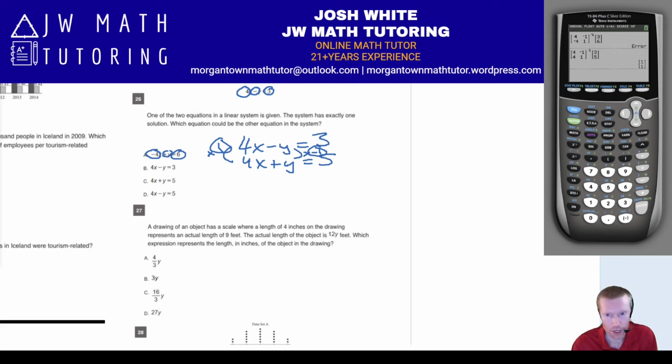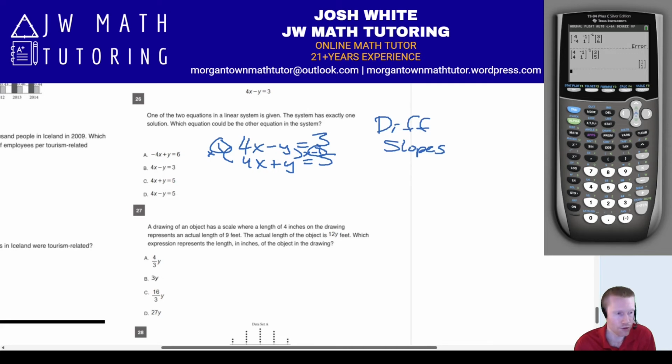Also, just real quick on this problem, one other method that you could use to solve it is you could compare the slopes of each of these lines. You're looking for different slopes when you have a system of equations with one solution. That's how the two lines will intersect. They just have different slopes. So in this top one, if I just rearrange this and basically add y and subtract 3, I would get 4x minus 3 equals y. So the slope of this first line is 4.